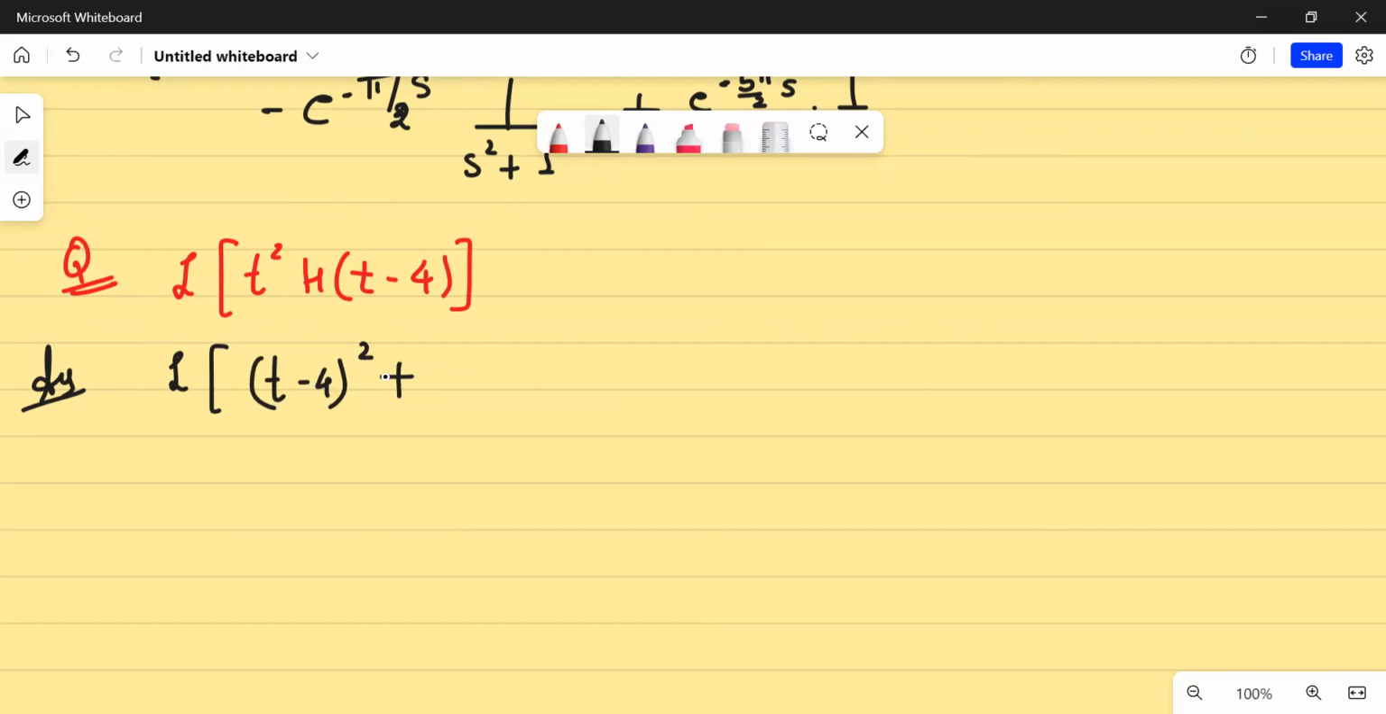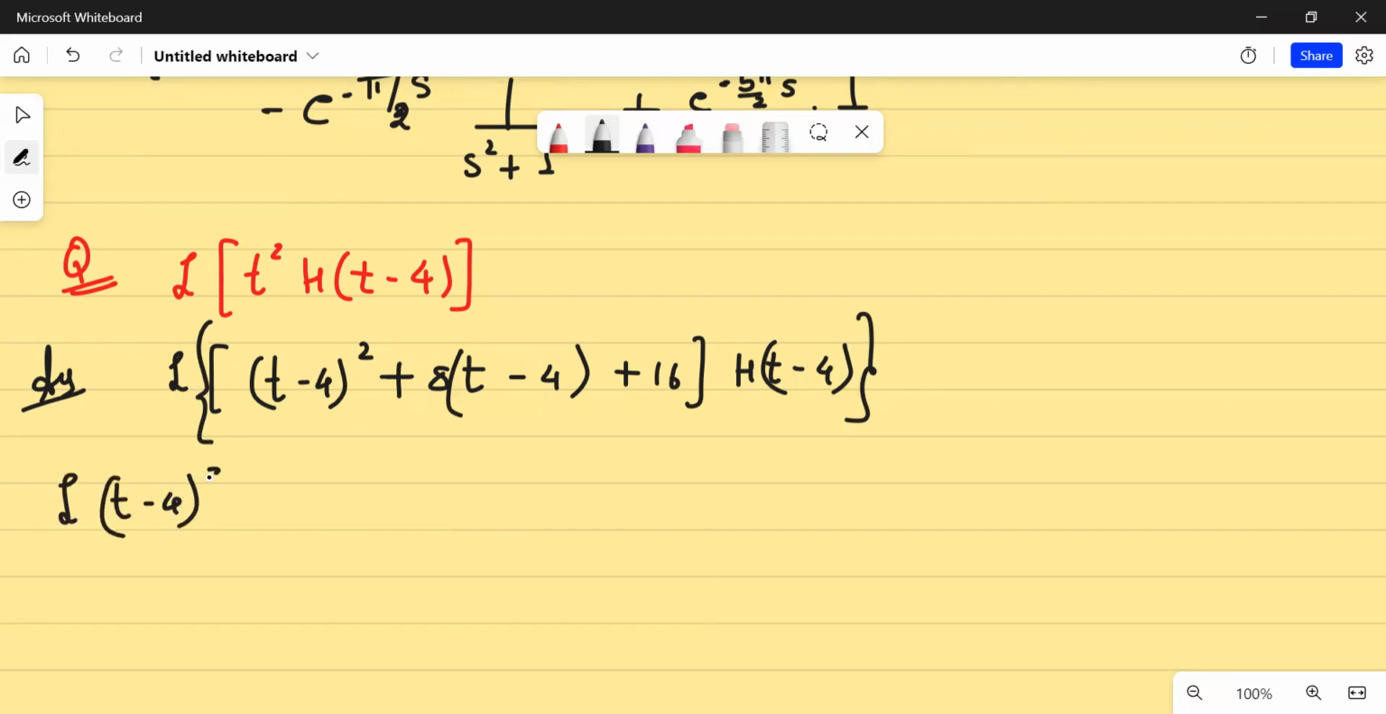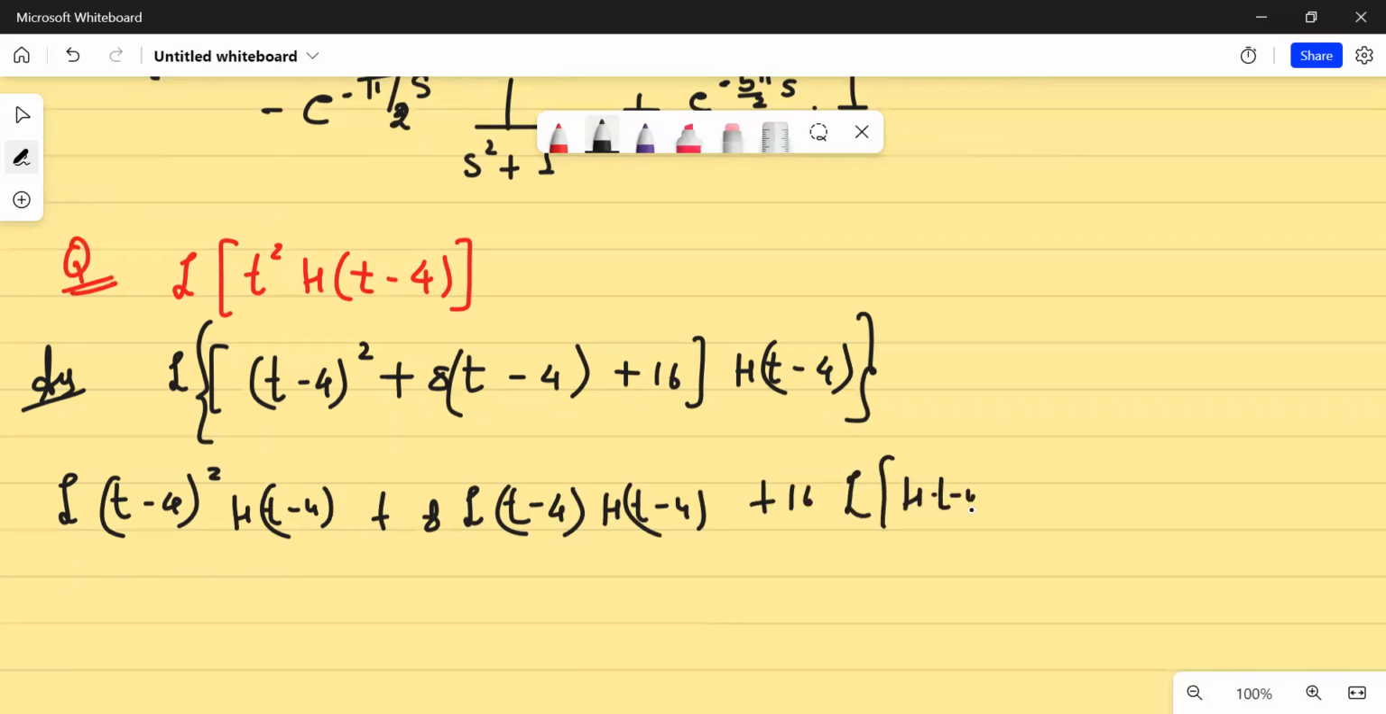Then you have plus, because there would be minus 8t, so you should have plus 16 and you should have minus 16. So instead of writing that, I will write t minus 4, this is plus 8 times (t minus 4), and here you have 16, so you have to place plus 16. So the Laplace transform of (t minus 4) whole square h of t minus 4, plus 8 times the Laplace transform of (t minus 4) into h of t minus 4, and then you have 16 times the Laplace transform of h of t minus 4.